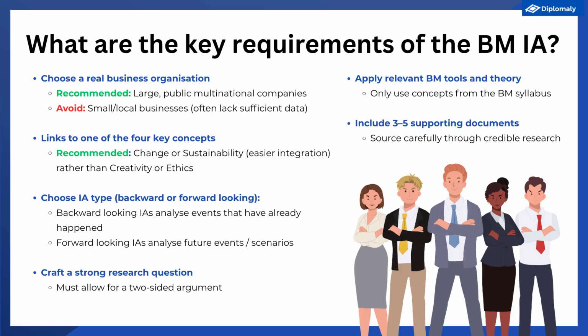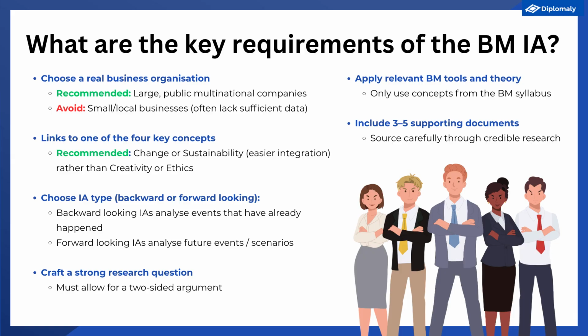Third, you can choose a forward-looking or backward-looking IA. A backward-looking IA is about something that has already happened, while a forward-looking IA is about something that is yet to happen. Our recommendation is to use backward-looking IA rather than forward-looking IA. This is because there is typically more information available for backward-looking IAs, and forward-looking IAs may require you to speculate about future impacts or make some predictions, which can be hard to do and justify.